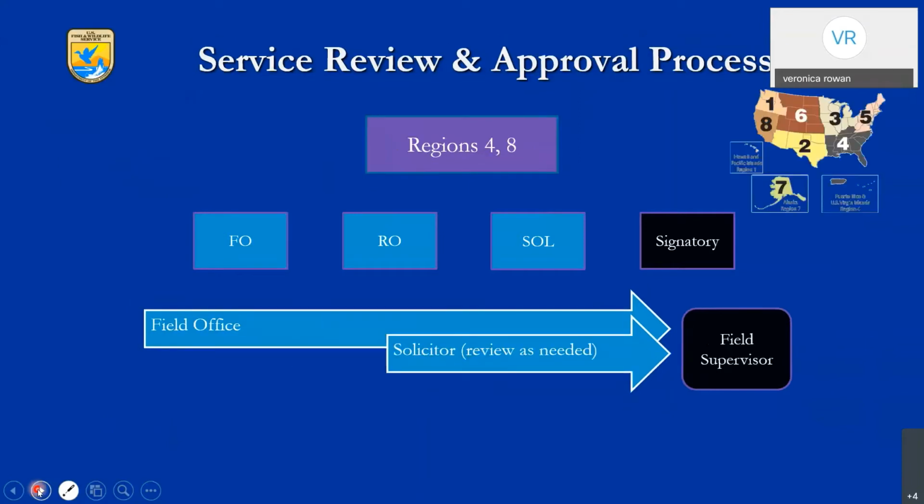And 4 and 8, which is California is Region 8 and Florida is Region 4. And I think if there were two regions that have been at this the longest, it's these two regions. It's mostly the field office that pulls the weight here. The solicitor's office reviews it if there are changes, and the field supervisor is the signatory.